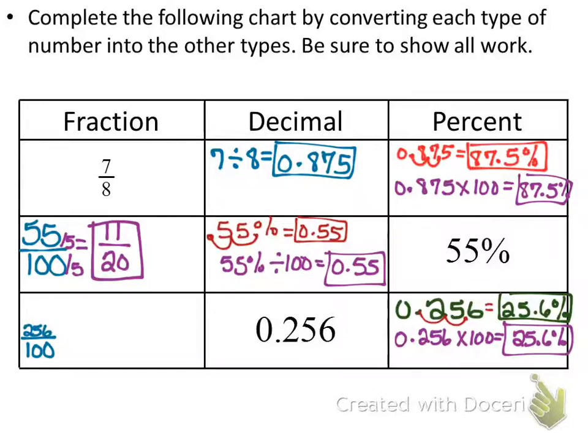256 over 100, divided by 2. So what's 256 divided by 2? You get 128. Okay. 100 divided by 2 is 50. What are they divisible by again? 2. 128 divided by 2 is 64. 50 divided by 2 is 25. What are they both divisible by again?